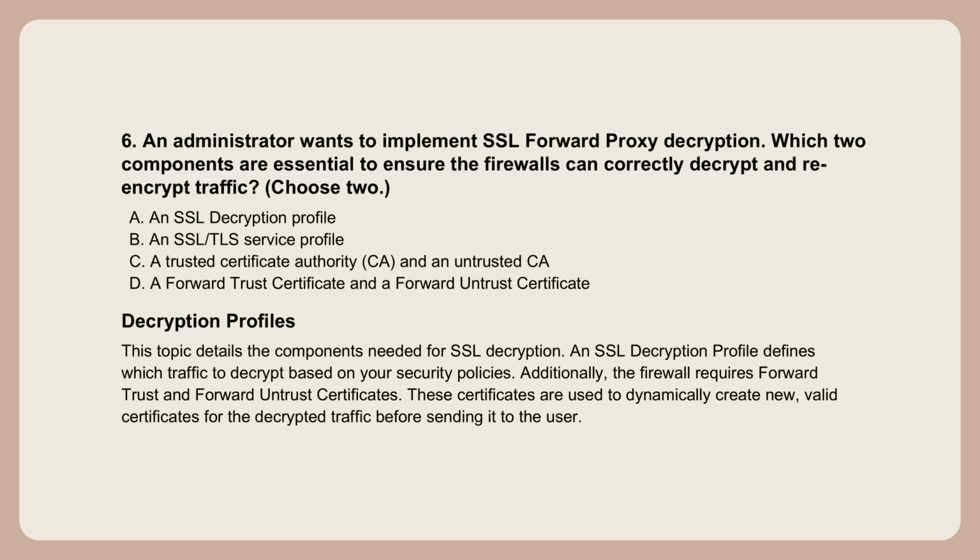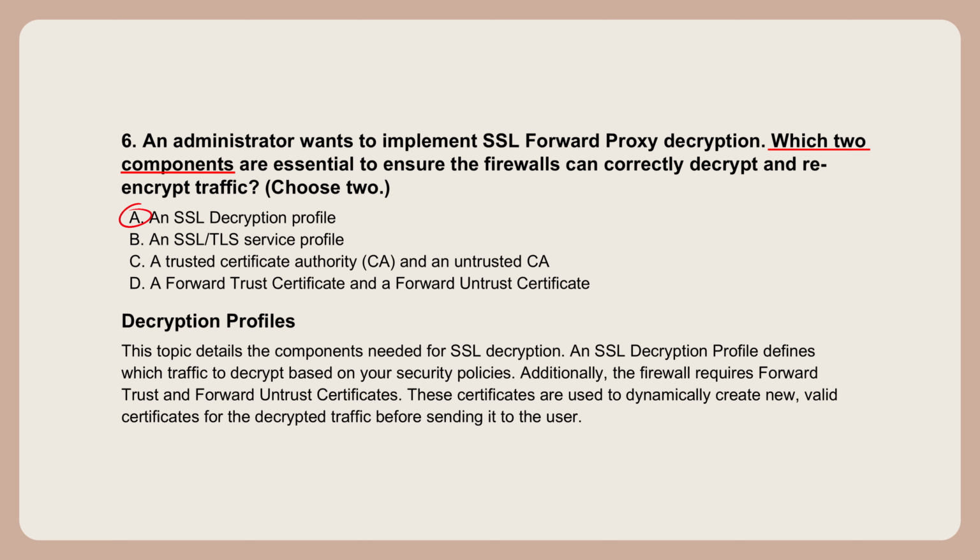So sticking with SSL forward proxy decryption, beyond getting the certificate trusted, what are the two fundamental components the firewall itself needs to actually perform the decryption and re-encryption process correctly? Right. These are the core building blocks for the mechanism itself. First, you absolutely need an SSL decryption profile. This is essentially the policy part. It's where you define what traffic should actually be decrypted. Decrypt traffic going to social media sites, or maybe do not decrypt traffic to banking sites. It sets the rules of engagement. Okay, so the what-to-decrypt policy.